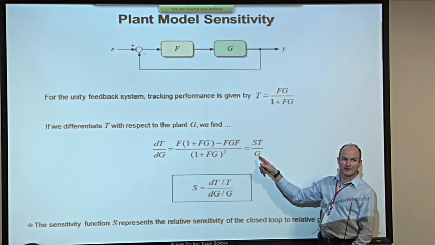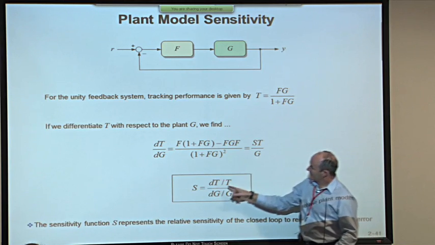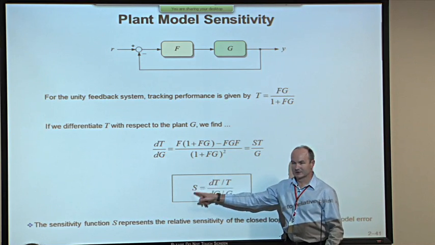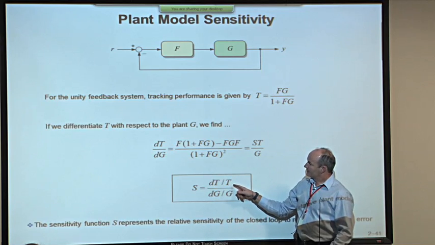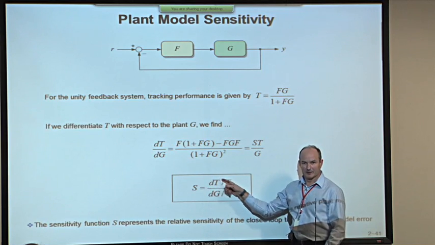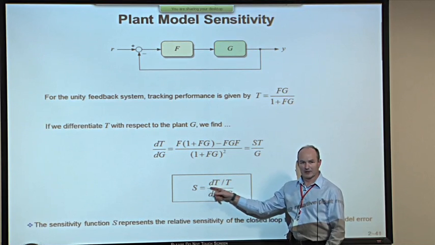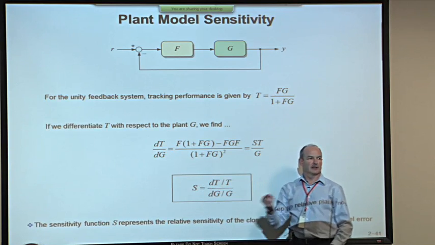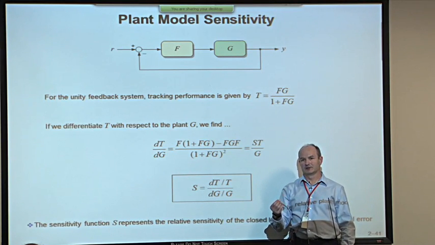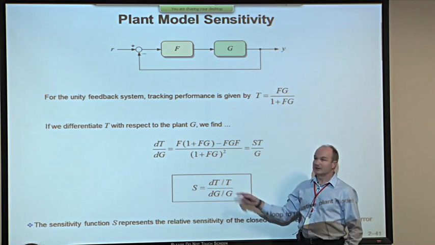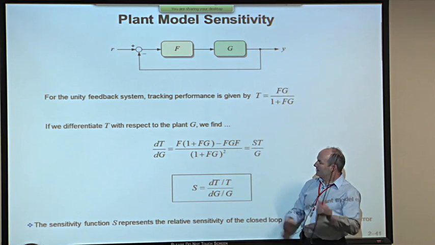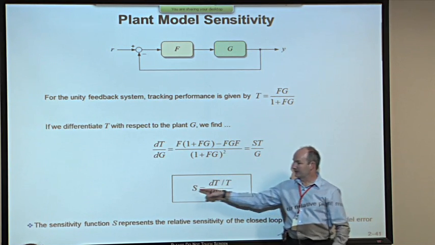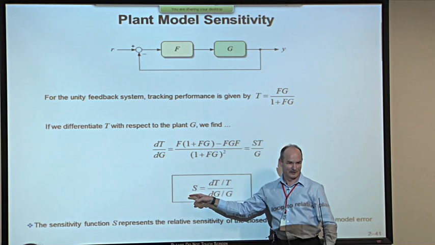Now, if I divide both sides by t and multiply both sides by g, what I end up with is dt by t divided by dg by g equals s. In other words, the relative change in tracking ability for a relative change in plant model is s. I've presented s as the function that tells you about the sensitivity to disturbances, and that's what this is. But the disturbance here is a plant model error. If I have a 1% error in g, what percentage error do I have in t? That is what s tells us. Okay?